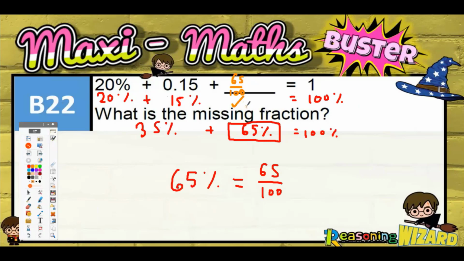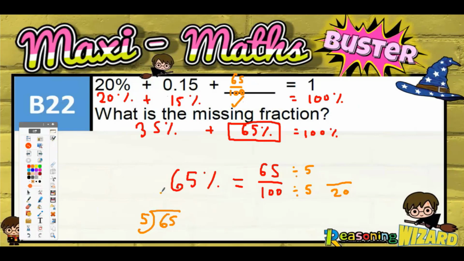So to simplify 65 100ths, you would divide both numbers by the same thing, and they both divide by 5. So that will reduce both numbers to simplify it. So 100 divided by 5 would be 20. And 65 divided by 5, well, that might be tricky to do in your head. So I'll just do a quick bus stop method.